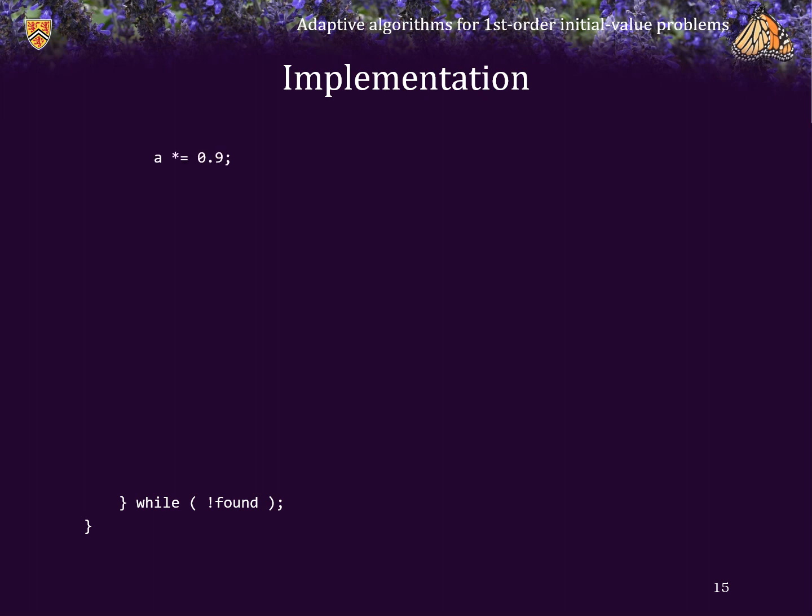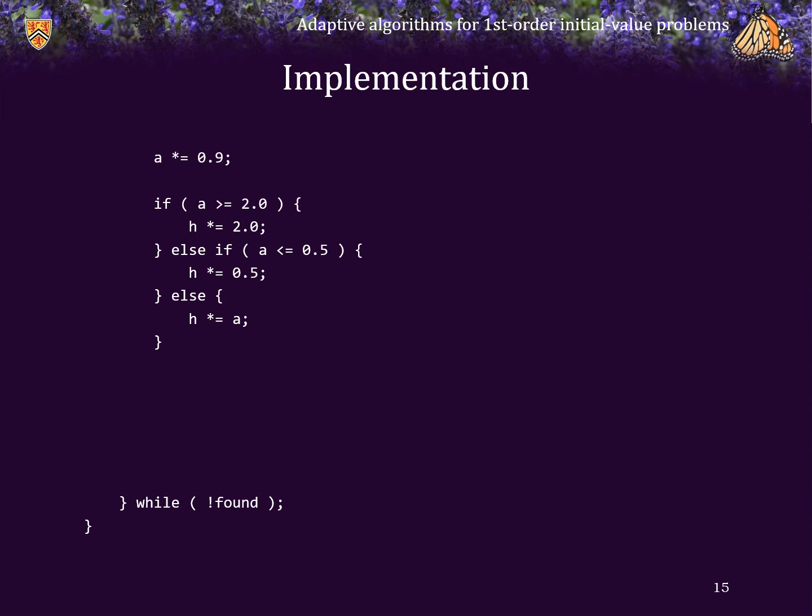Okay, the next step is we're going to now multiply a by 0.9. We're going to be a little bit conservative, and rather than having the exact a value that would be just ideal, we're going to ever so slightly underestimate it so as to ensure that with reasonable certainty the next approximation will definitely succeed.